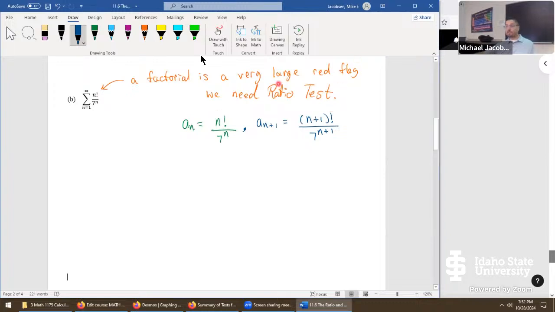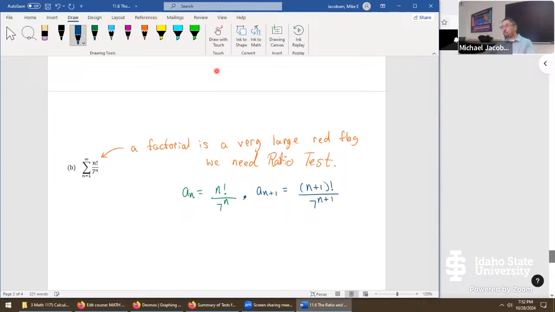This is a good time to review the factorial function. We had to deal with it a little bit in section 11.1 because we're dealing with taking limits involving this for sequences. But here's a quick rundown. If you have something like n factorial, it means you're taking n times n minus 1 times n minus 2, and so on until you get to 3 times 2 times 1. So for example, 3 factorial is 3 times 2 times 1, which equals 6.